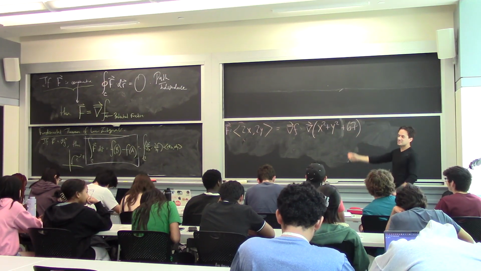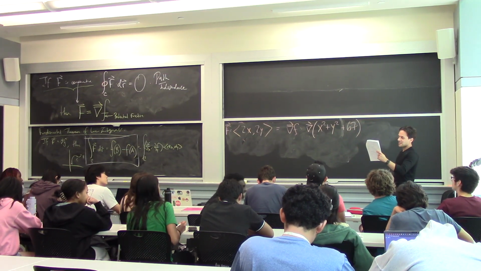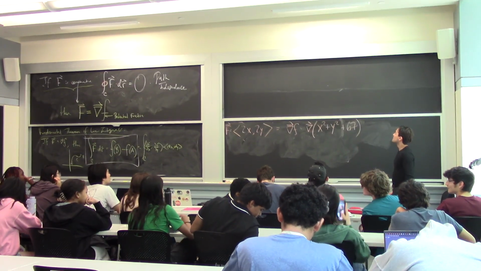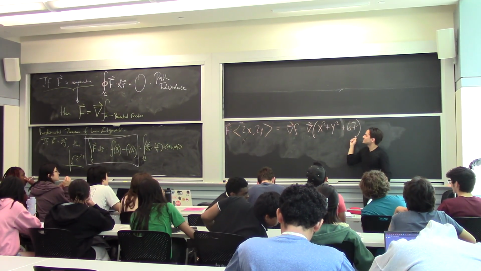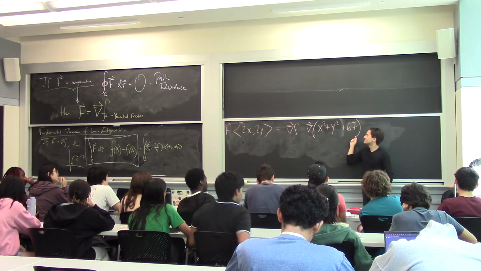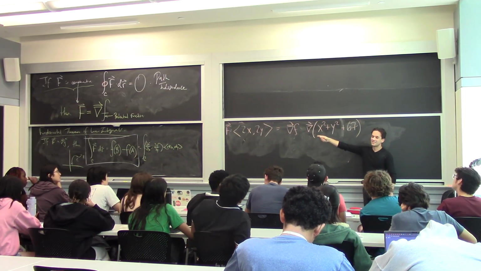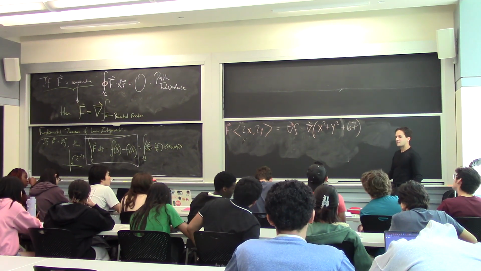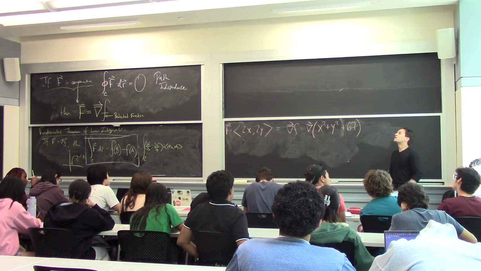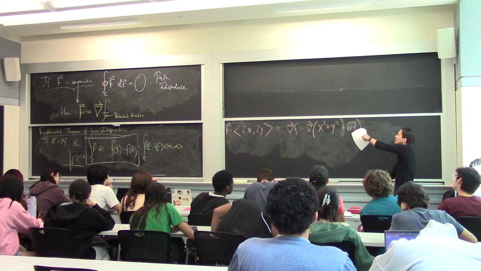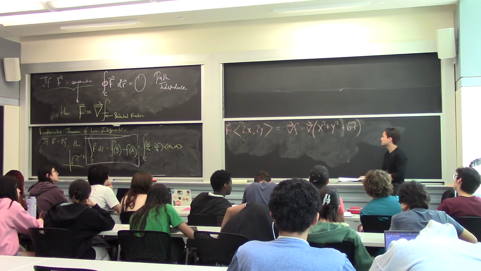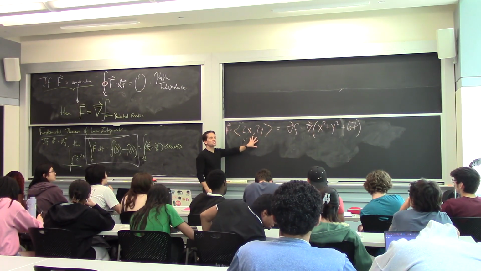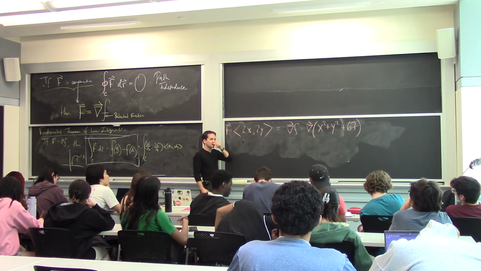This is as easy as it gets. How did this prove it's conservative? Because the gradient of this function is our field. So this must be the potential function that gives you the field. If the field is the gradient of this, then the field is conservative. If you can find a function whose gradient is the field you're given, the field is conservative. That's a fact.